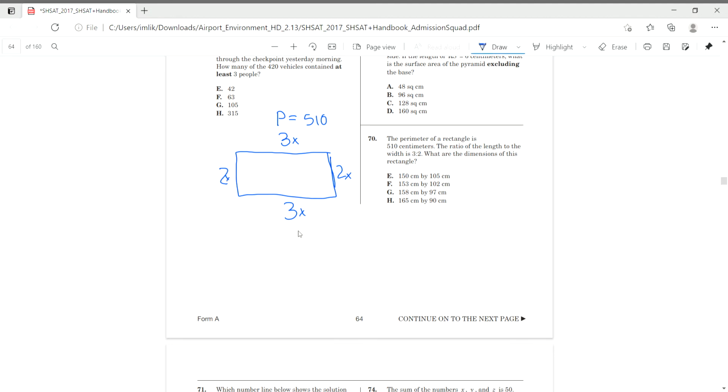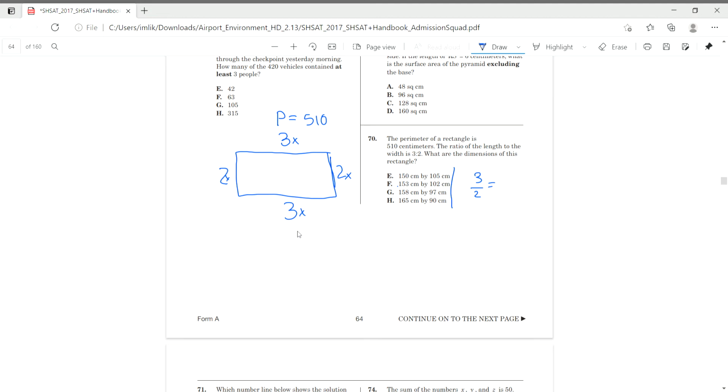Why do we write x? Because when we have a ratio of 3 over 2, it's just a simplified version of any of these answers. 3 over 2 can be equal to 150 over 105, it can be equal to 153 over 102. Whatever, it just boils down to a simplified version of those measurements.